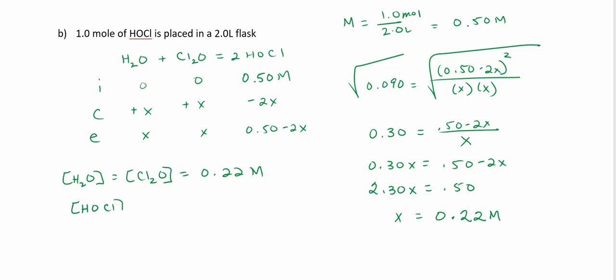The concentration of HOCl is going to be equal to 0.5 minus 2 times the x value. So I'm going to have a concentration of 0.060 for 2 sig figs, capital M molar. So you see this equilibrium lies pretty far to the left, or pretty far towards the reactant side, because there are many more reactants than there are products.